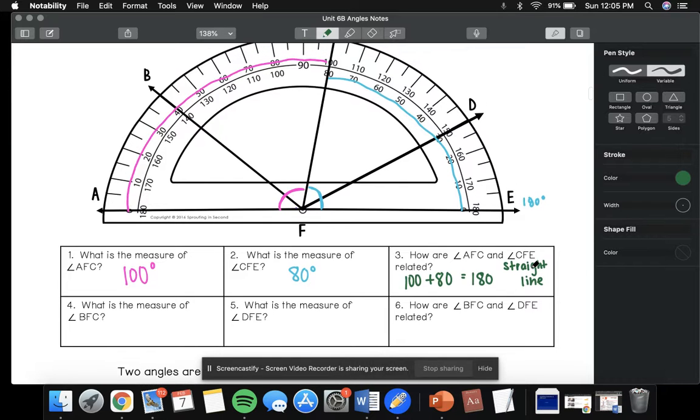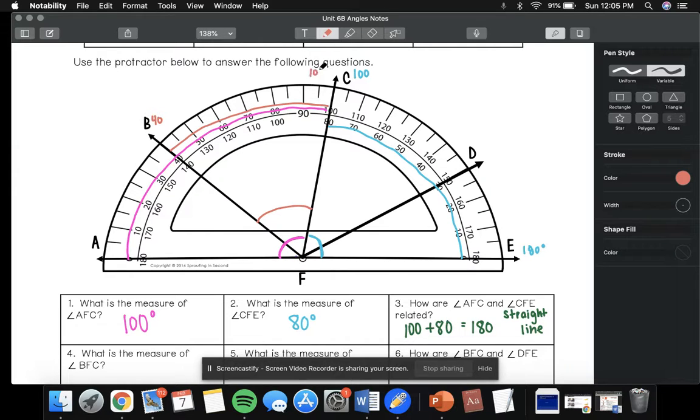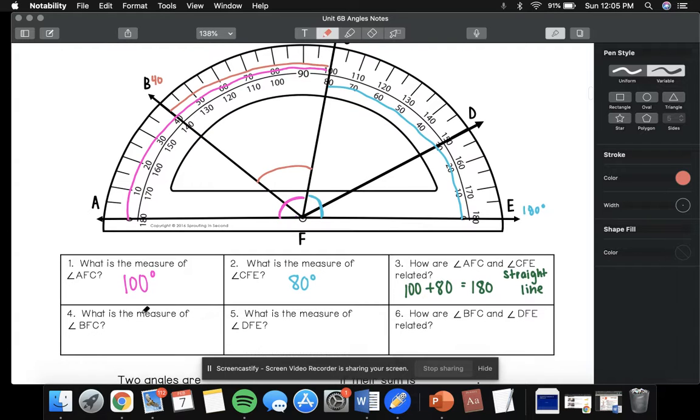Okay. Number 4, what is the measure of angle BFC? So here's B, here's F, and here's C. So I'm talking about this angle right here. Okay. So you can use either the top or the bottom. I'm going to use the top. So at the top, it's at 40. Okay. And it gets to 100. Okay, so to go from 40 to 100, that would be 60 degrees.